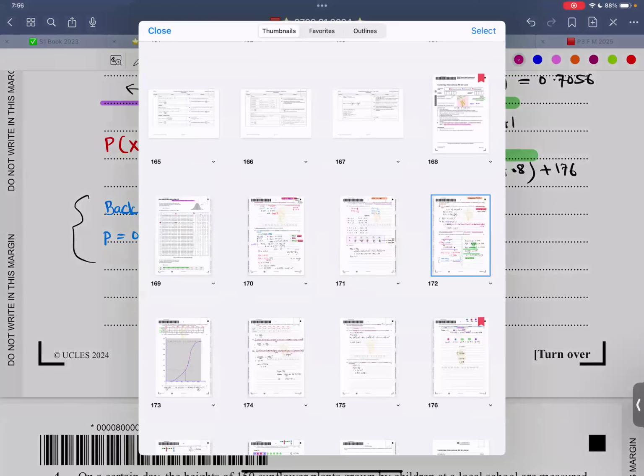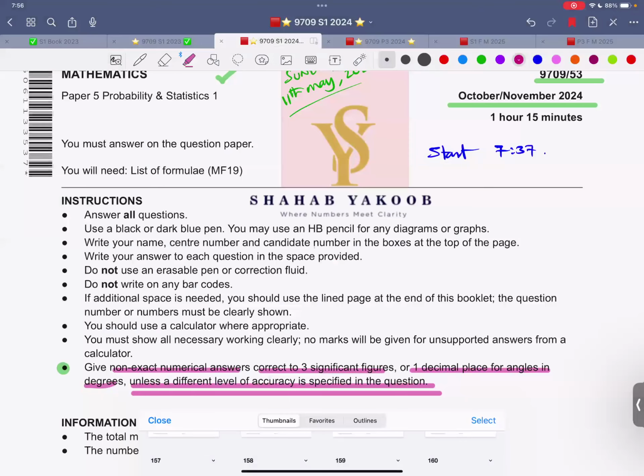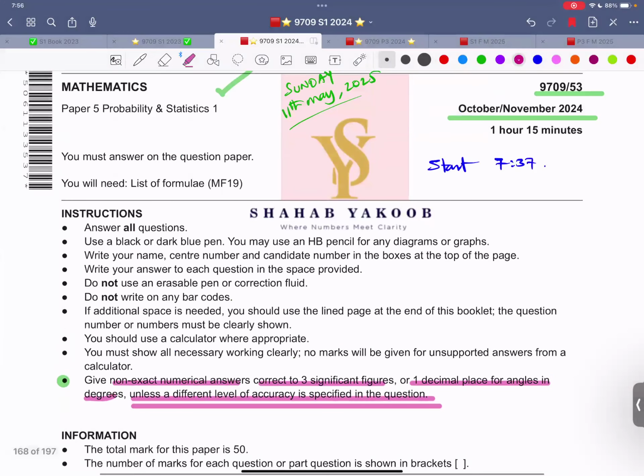Let me note down the time for the first 3 questions. And they were comprehensive questions. So we started at 7:37. And right now, this is 7:56. So basically 19 minutes for the first 3 questions.